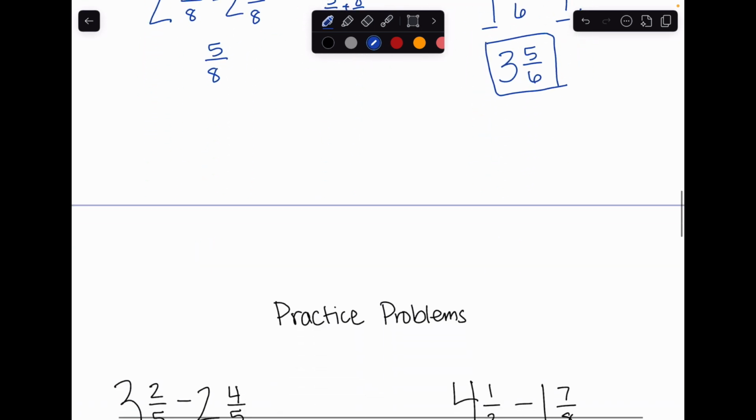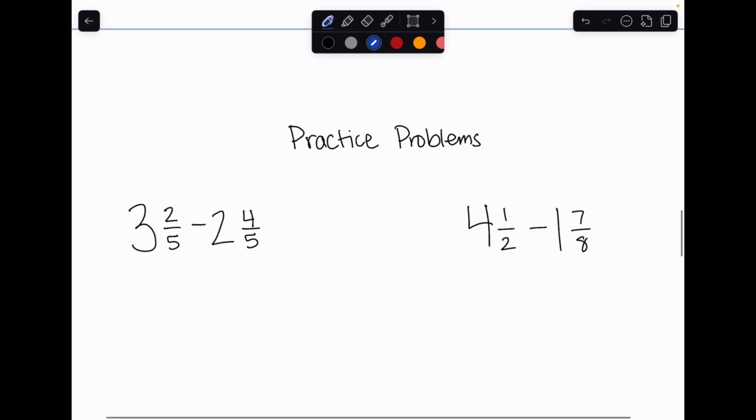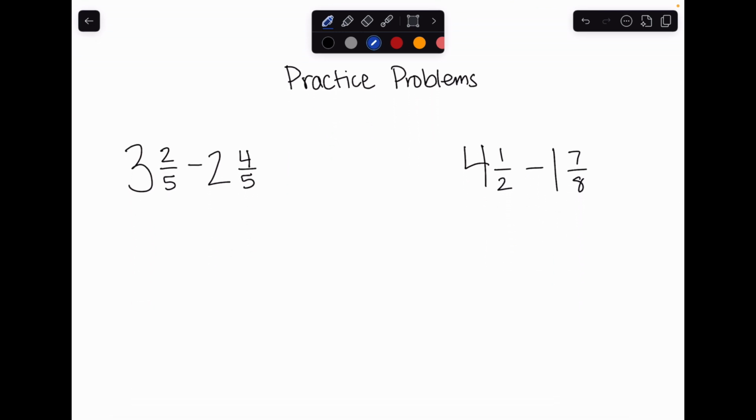I've got some practice problems down here. Go ahead and hit pause if you want to try these on your own, and then come back and check your work. So for this first one, I've got common denominator, so I just need to look at my numerators. 2 minus 4 is not possible, so you should have taken away a whole. You'd be left with 2, and you add 5 to your numerator. 2 plus 5 is 7. My second fraction remains the same. And then I can subtract. 2 and 7/5 minus 2 and 4/5 is 3/5.